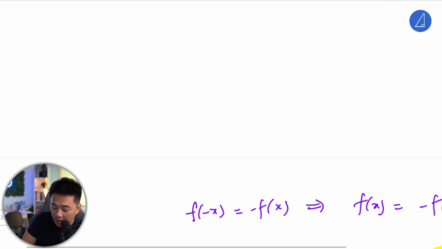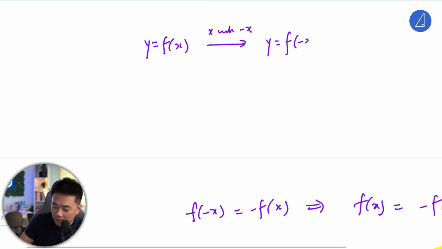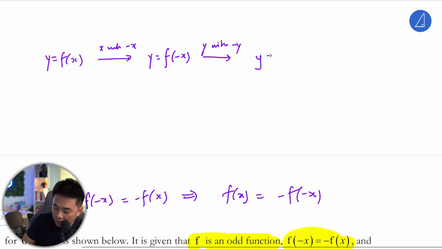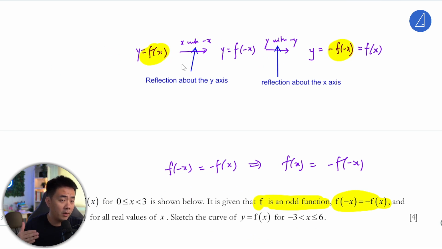If I have y equals f(x), then I can replace x with negative x, giving y equals f(-x). After which I can replace y with negative y, and this gives us y equals negative f(-x), which will also give us f(x). This means the shape of this graph will be the same as this graph. The transformation we're looking at is a reflection about the y-axis and a reflection about the x-axis. If I reflect this graph about the y-axis and about the x-axis, I'll still get the same graph.